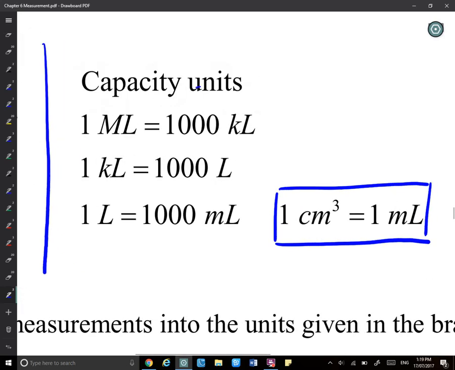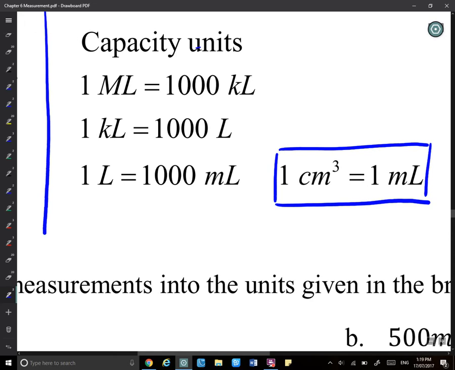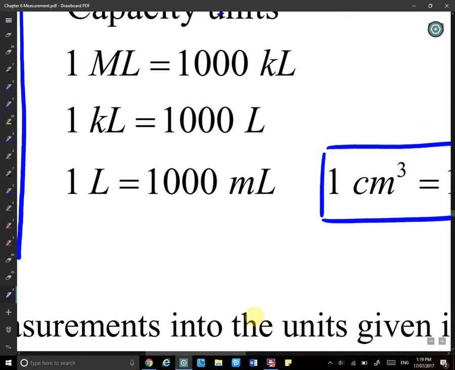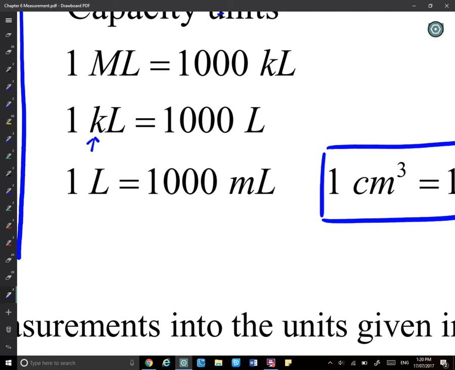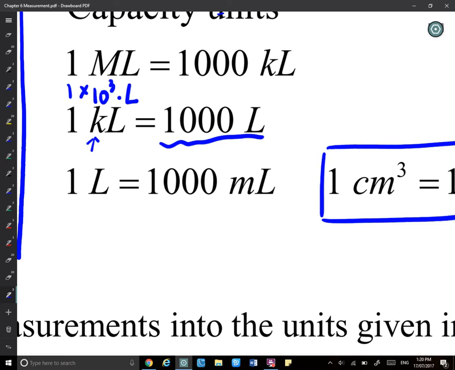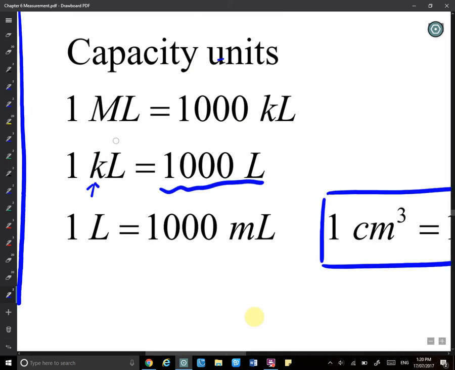Next thing we want to know is 1 liter equals how many milliliters? It's 1,000. You know that. 1 liter equals 1,000 milliliters. And this one, 1 kiloliter. K means kilo. 1K, K is 10 to the power of 3, because it's like saying kilo. So 1 times 10 to the power of 3 liters, which is 1,000 liters. So 1 kiloliter is 1,000 liters. And 1 megaliter. So what is a megaliter?